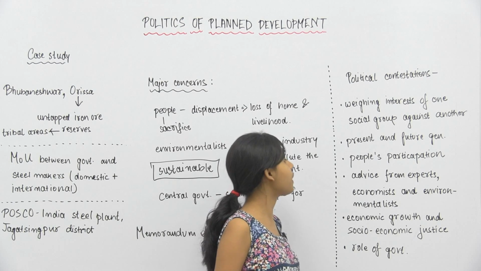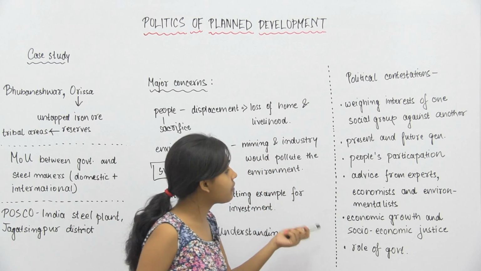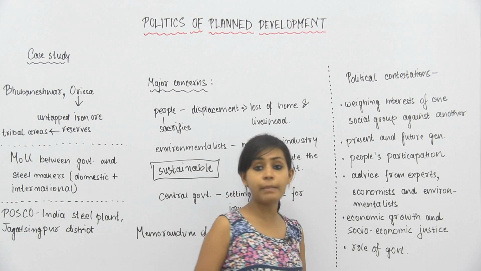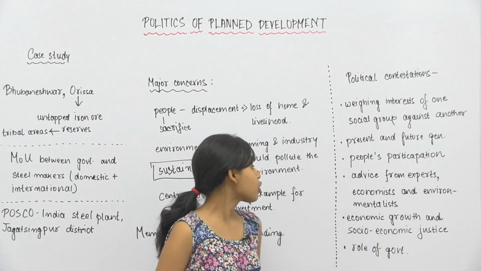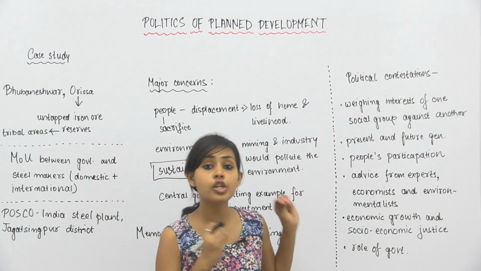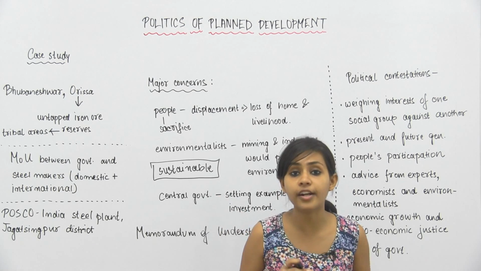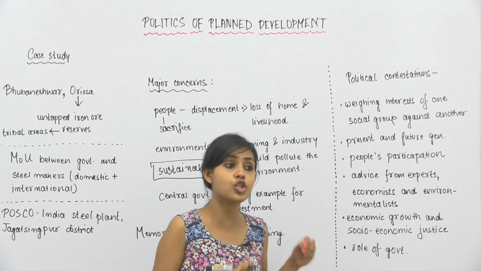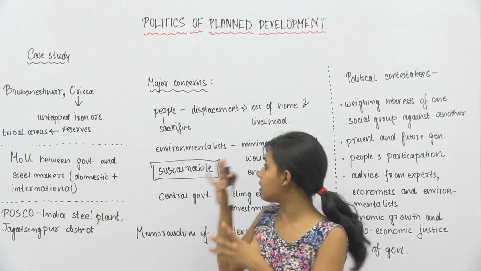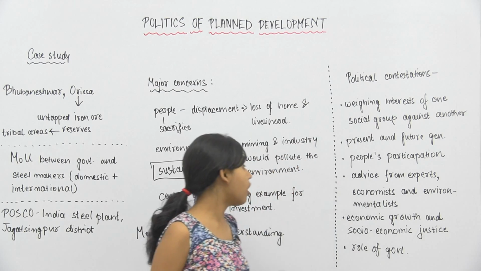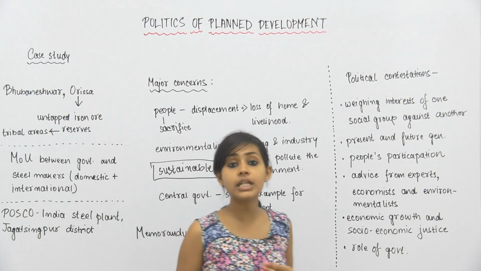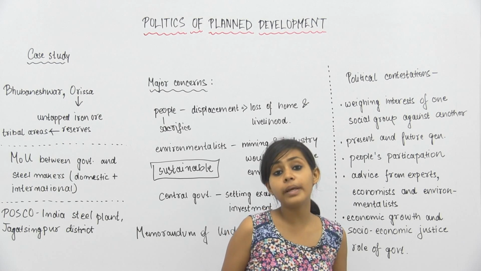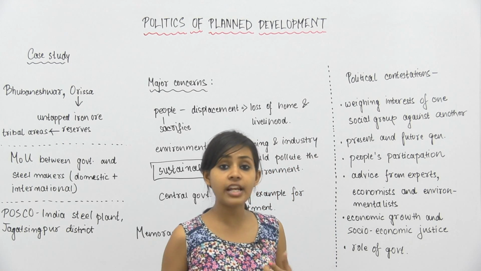So that's people's participation. And then comes advice from experts, economists and environmentalists. So exactly what we talked about, decision making. So here, the people who are getting affected by this, the people who will have to go through displacement, their views should definitely be taken. Plus, because people will be concerned about their own life and livelihood.